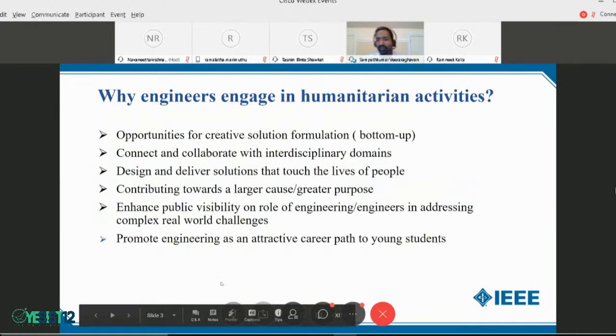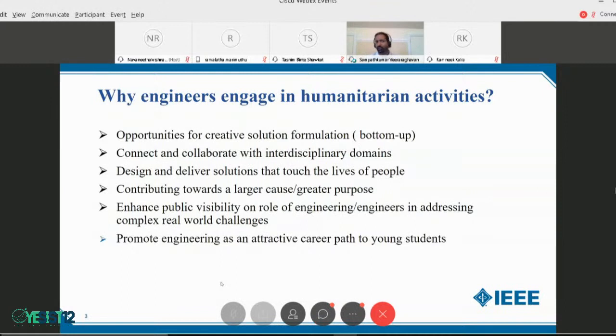Now let's put a very simple question: as an engineer, why do we need to engage in humanitarian activities? There are plenty of answers to it. One of the classical answers is that it provides an opportunity for creative solution formulation. Personally, in my own journey as an engineering student, I was involved in developing an AI based screening technology for autism. That's how my journey with IEEE, and even my expertise in the sustainable development space, was fostered through my engagement.